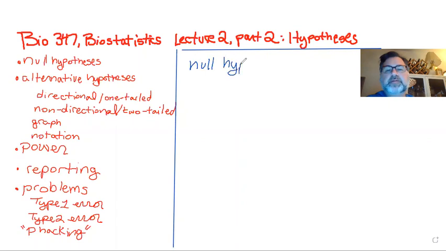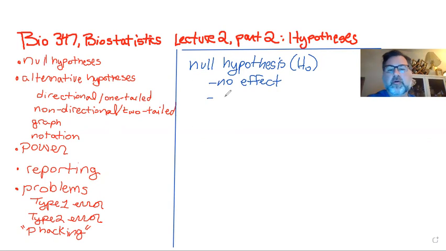So a null hypothesis, which we can also write H naught, is one of no effect. It can literally mean no effect size, or it can mean as expected. I'll give you an example where we can test something as expected, and it will not mean there's no effect, but that things occurred as we expected.